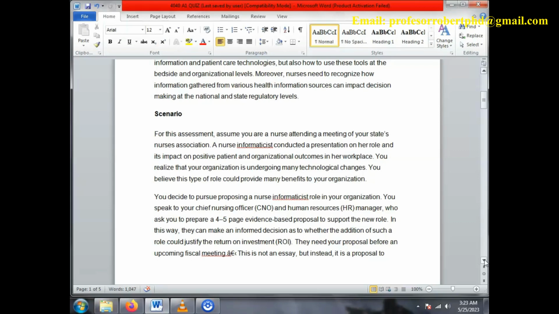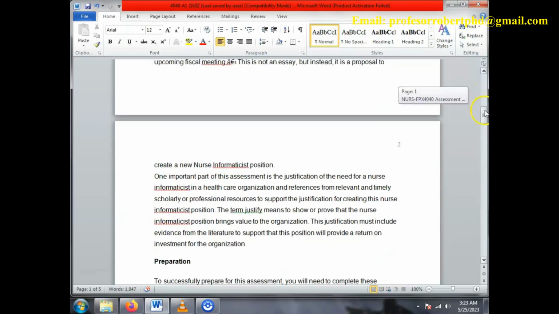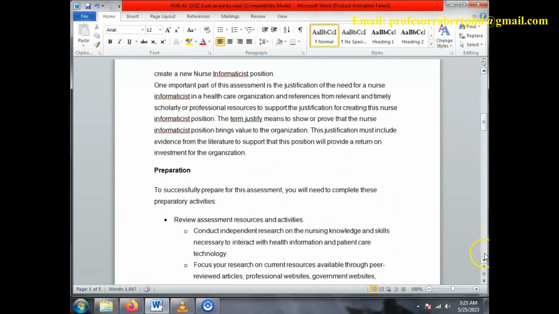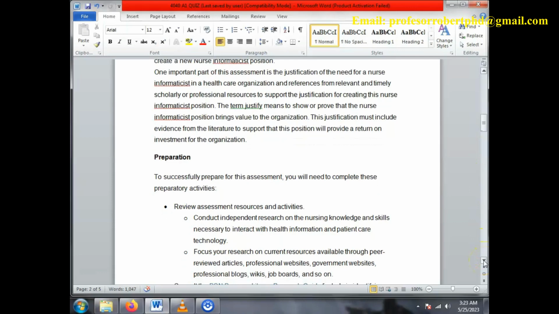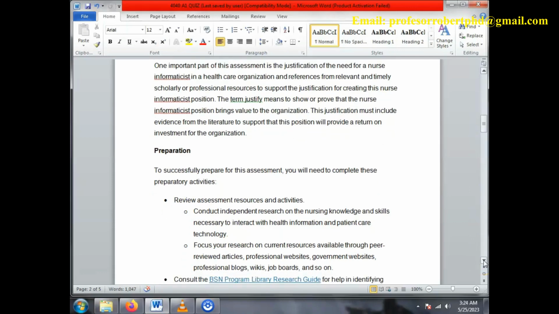This is not an essay, but instead, it is a proposal to create a new nurse informaticist position. One important part of this assessment is the justification of the need for a nurse informaticist in a healthcare organization, and references from relevant and timely scholarly or professional resources to support the justification for creating this nurse informaticist position. The term justify means to show or prove that the nurse informaticist position brings value to the organization. This justification must include evidence from the literature to support that this position will provide a return on investment for the organization.